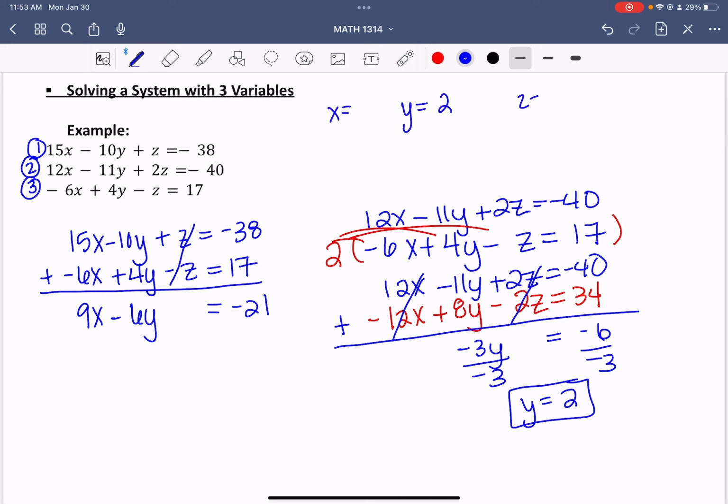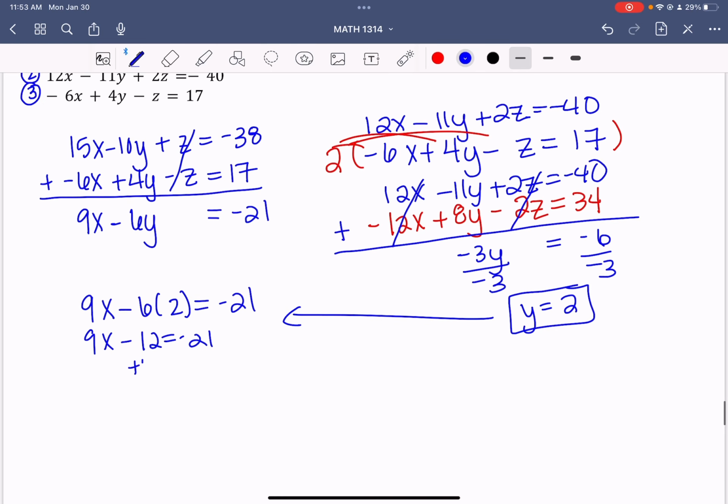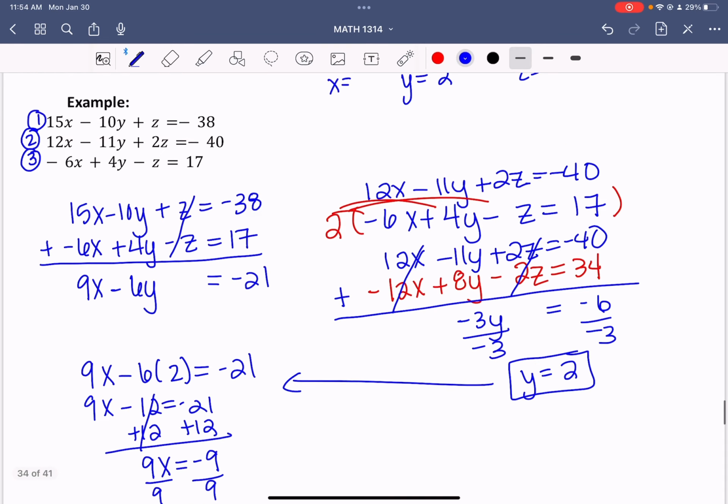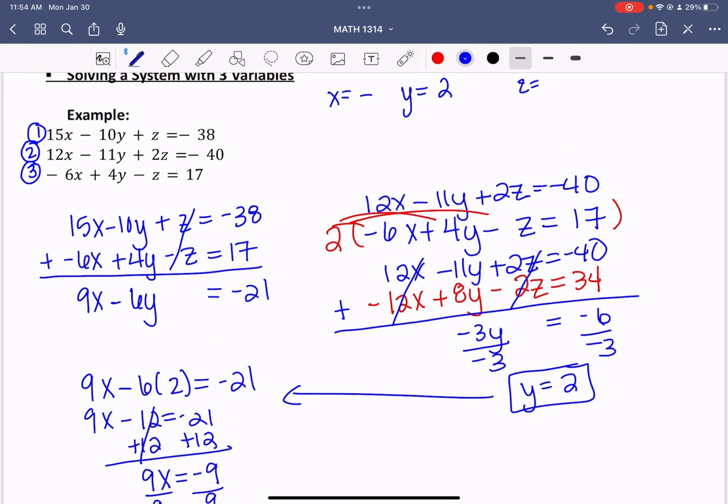My goal is to get all 3. Since we already did this work in the beginning, let's take y equal to 2 and plug it in over here. So 9x minus 6 times 2 equals negative 21. Now I can solve this out. I'm going to add 12 to both sides, which gives me 9x equal to negative 21 plus 12, which is negative 9. Then divide both sides by 9. So x equals negative 1. So I'm already at my x value.